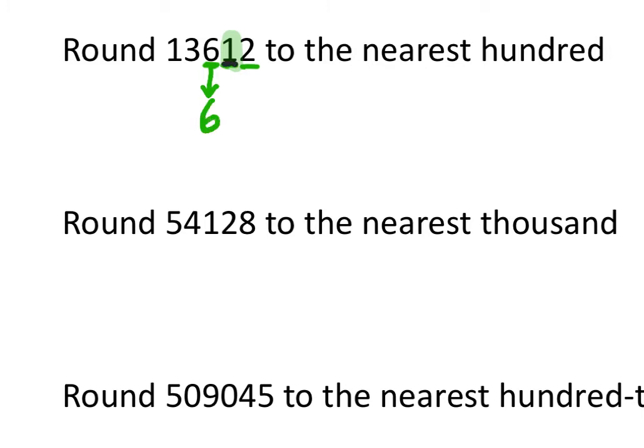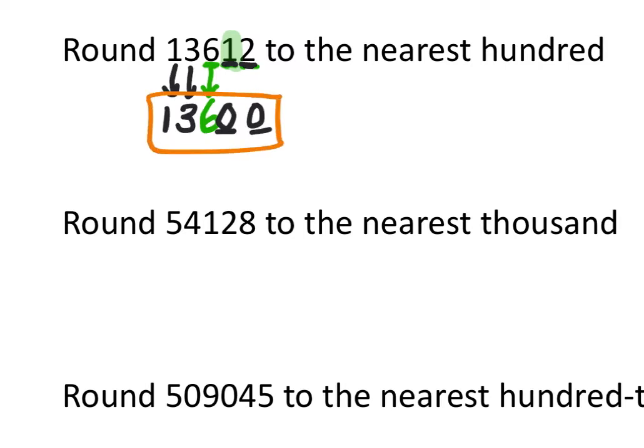Now we have these other 2 place values to the right of the 6. So I need 2 place values to the right of 6 filled in with zeros right here. And anything to the left of the 6 stays the same. So the 3 in the thousands place value stays a 3. The 1 in the 10,000s place value stays a 1. And that would be our final answer there. 13,600 is 13,612 rounded to the nearest 100.